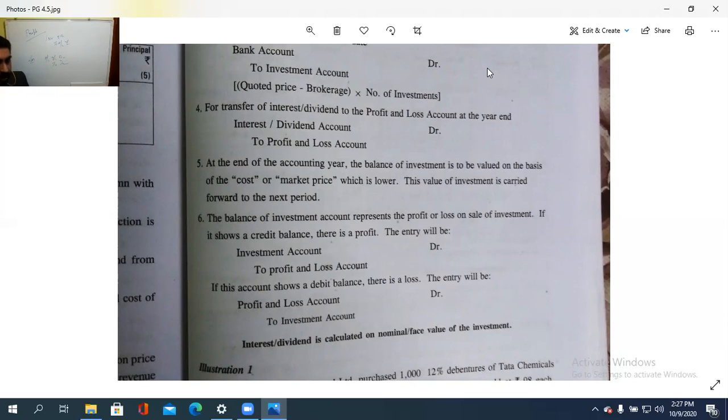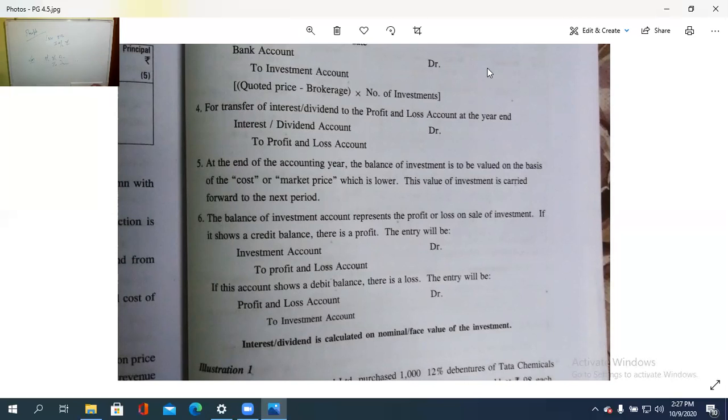ഇനി രണ്ടാമത്തെ കേസ് എന്ന് പറയുന്നത്, പർച്ചേസ് ചെയ്യുമ്പോൾ ഇൻട്രസ്റ്റ് അല്ലെങ്കിൽ ഡിവിഡൻഡ് നമുക്ക് കിട്ടുകയാണെങ്കിൽ അപ്പൊ എന്തായിരിക്കും എൻട്രി? ബാങ്ക് അക്കൗണ്ട് debtor to interest or dividend received. ഇൻട്രസ്റ്റ് ഓർ ഡിവിഡൻഡ് പെയ്ഡ് ആണെങ്കിൽ അത് എക്സ്പെൻസ് ആണ്, അപ്പൊ അത് ഡെബിറ്റ് ആയി കൊടുക്കുന്നു. So bank account debtor to interest or dividend account. Received is understood.